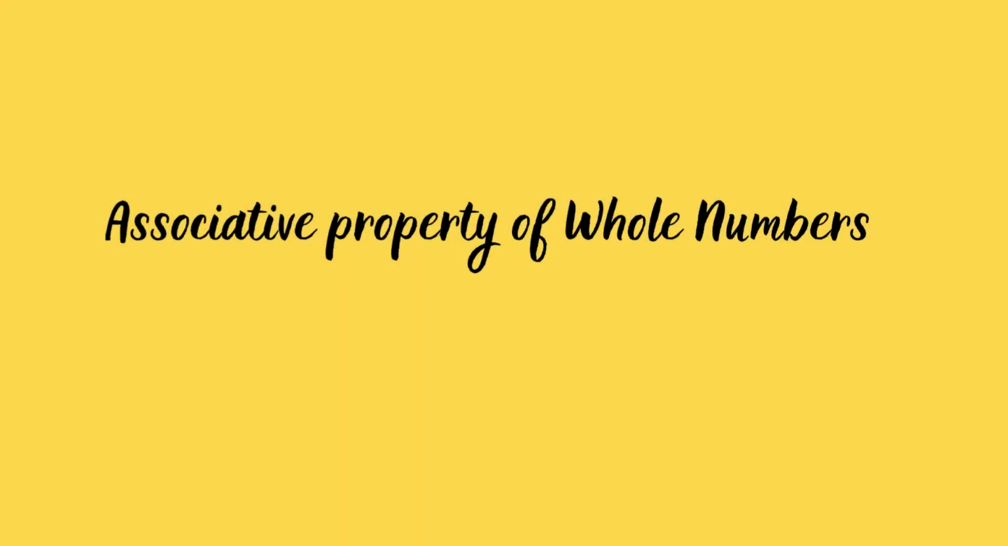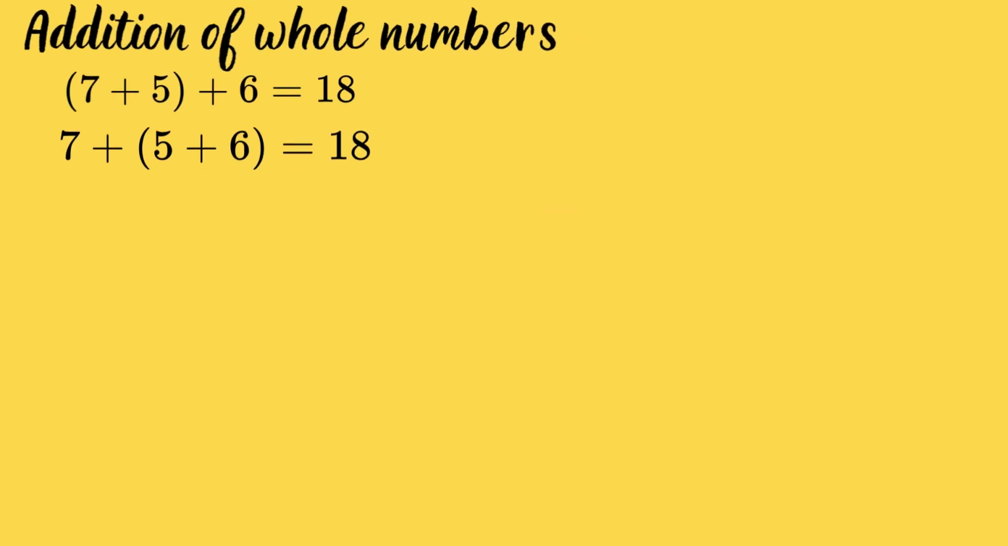In this video, we will look at the associative property of whole numbers. Let's look at the associative property for addition of whole numbers. Let's take the example of three whole numbers, 7, 5 and 6.